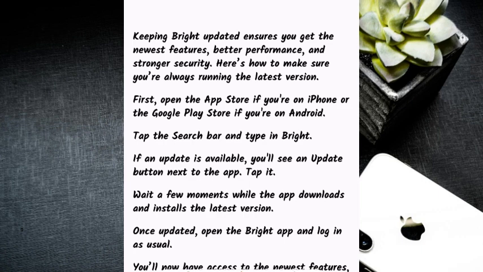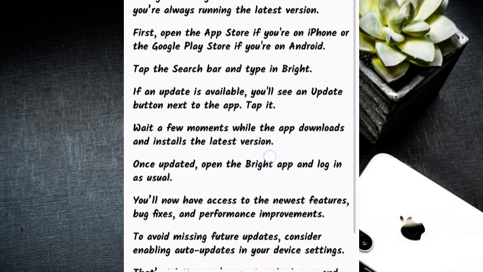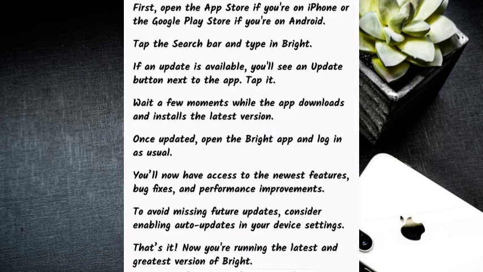Once updated, open the Bright app and log in as usual. You'll now have access to the newest features, bug fixes, and performance improvements. To avoid missing future updates, you may want to consider enabling auto updates in your device's settings. And that's it, you're now running the latest and greatest version of Bright.